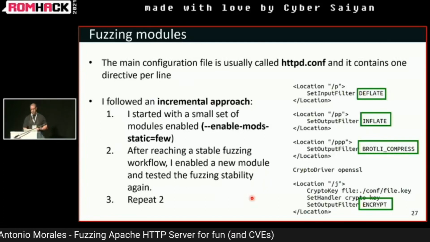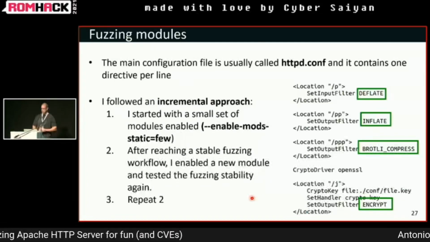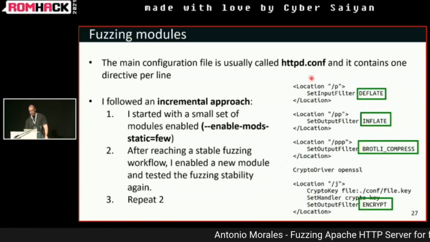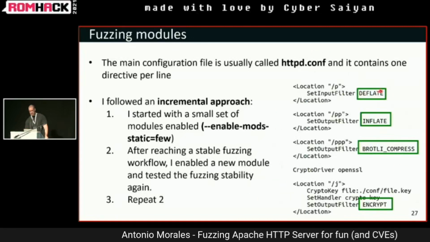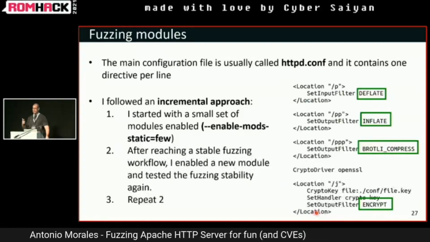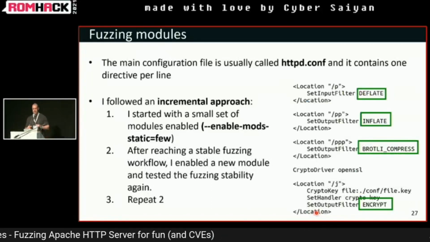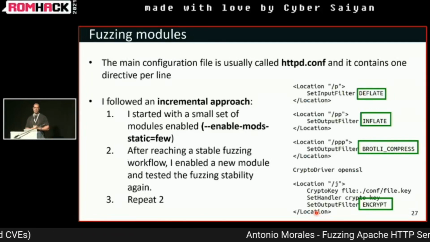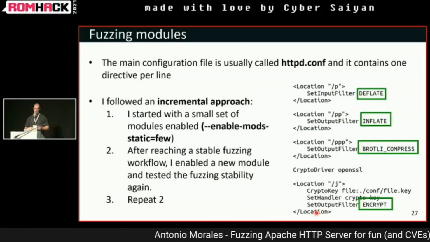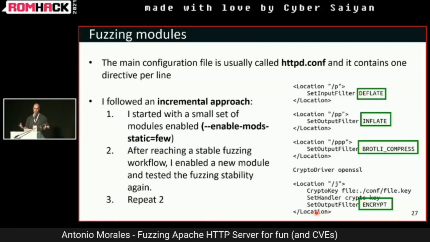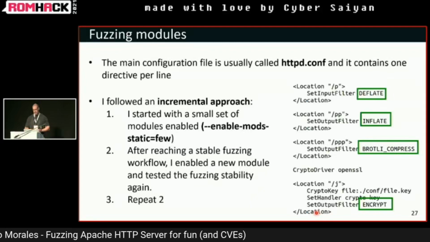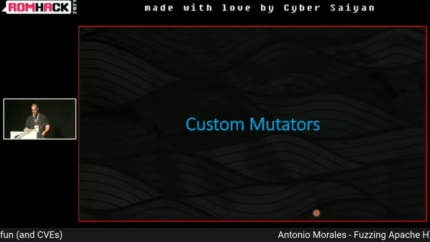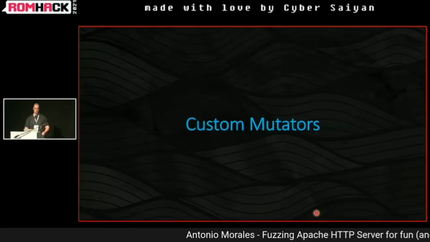What I did was to use, at first, an incremental approach where I started with a small set of modules enabled. You can see here the httpd.conf. And then I tried to progressively include new modules in the configuration file and test the stability. Following that, I repeat the process until all the modules are enabled and the fuzzing process is stable.